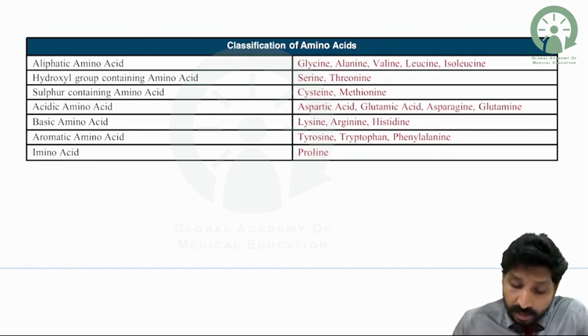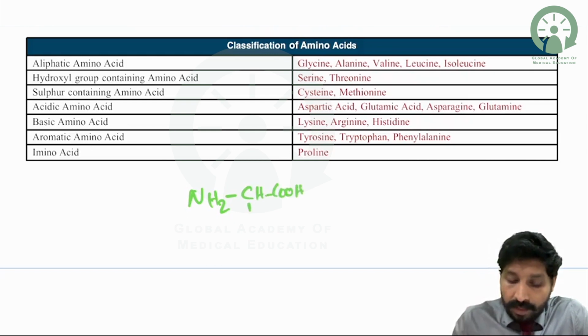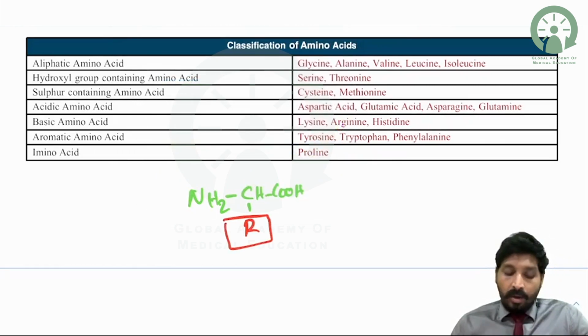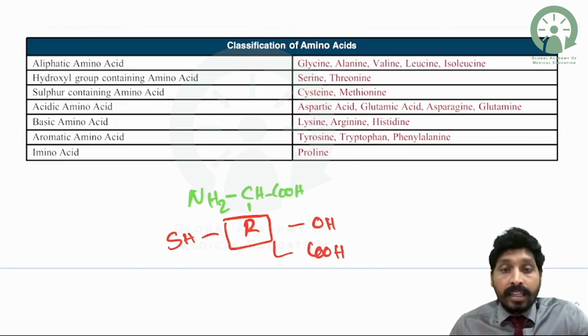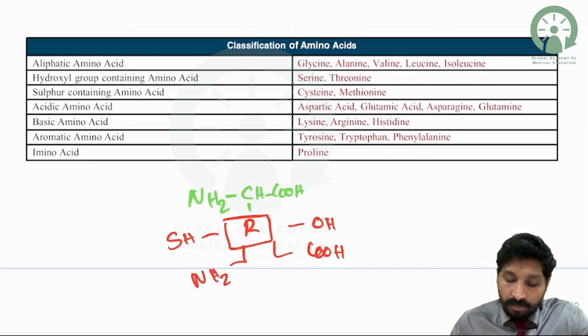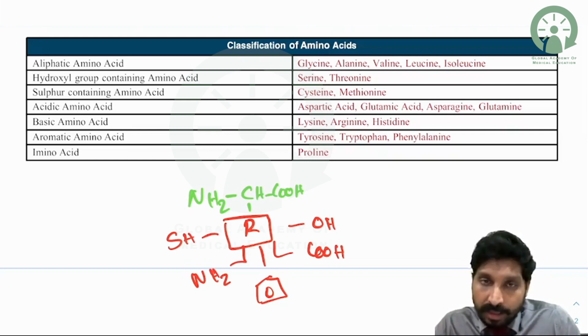If you see the basic structure of an amino acid, wherever R is, that is where they change. If R is a hydroxyl group, it is hydroxyl group containing. If it has a sulfur group, sulfur containing. If it has COOH, it is an acidic amino acid. If it has an amino group, basic amino acids. If it has an aromatic ring, then aromatic amino acid. So this part, in green color, will not change. Only R will change based on the functional group. This R is nothing but the functional group.